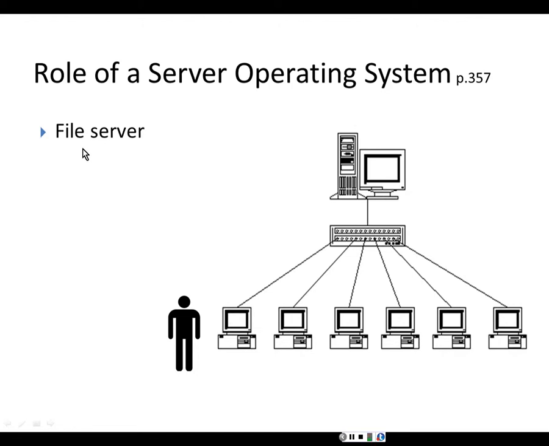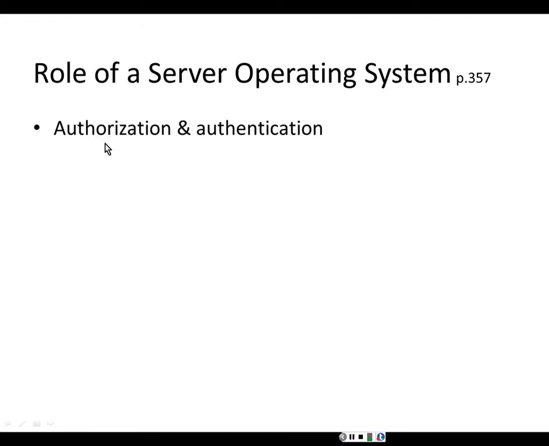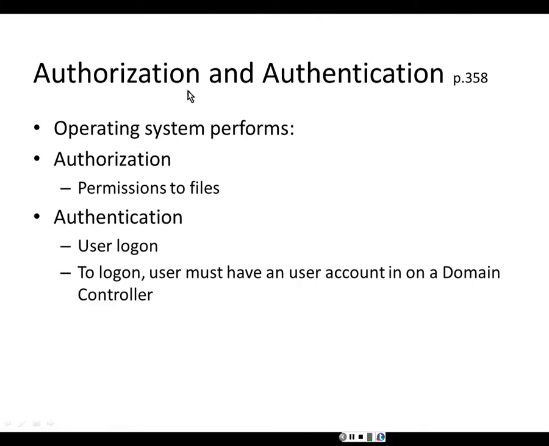Now let's turn to page 357 and discuss the role of an operating system. An operating system can function as a file server, but it can also perform the function of authorization and authentication. So let's turn to page 358 and discuss authentication and authorization. An operating system performs authorization, such as assigning permissions to files. In other words, not just everybody is able to access the payroll database, only certain employees. And the operating system controls authorization to access certain confidential files. And the operating system also performs authentication.